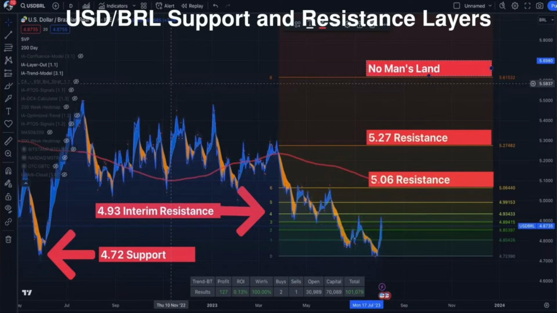For this to break through this level, the Dixie has to tank. So watch the dollar index as a separate standalone thing. And then the 5.27 resistance will be next after that. It could be a big jump. Again, the Dixie would have to go to like 90 or 92 for this to happen.